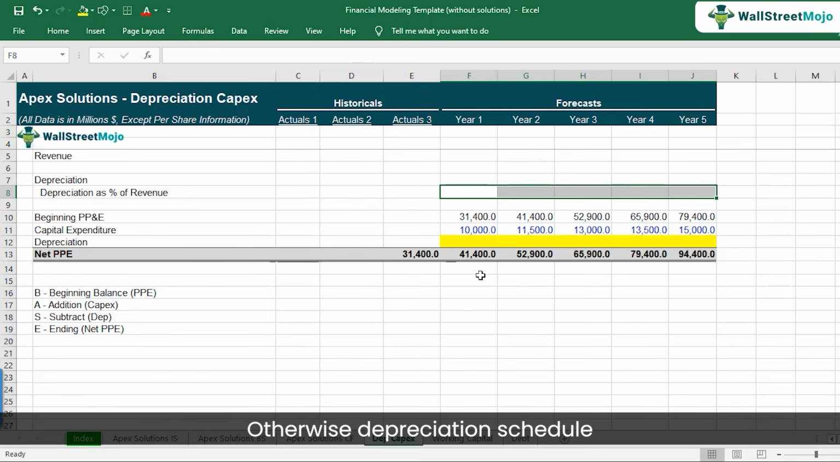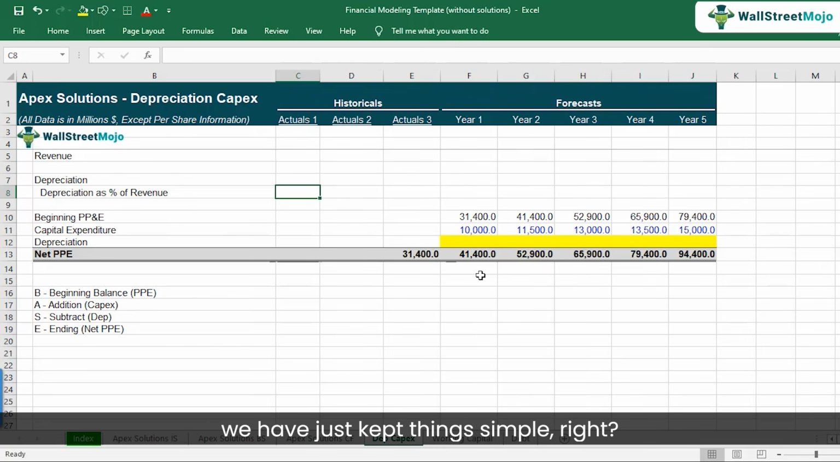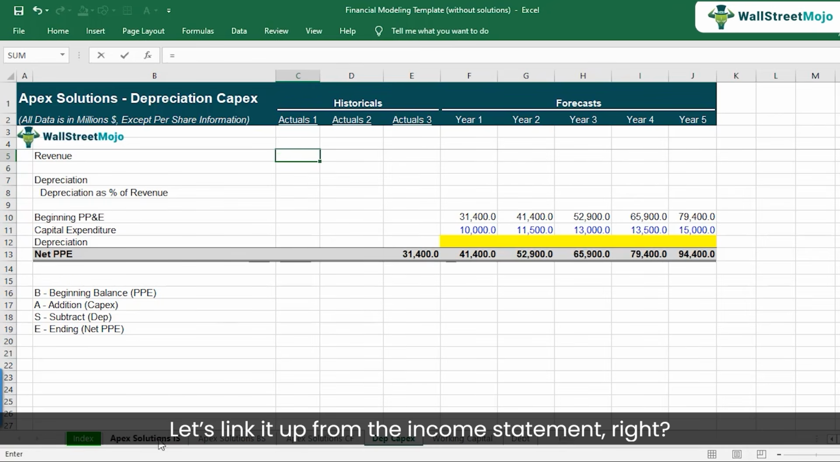Otherwise, depreciation schedule is a very elaborate one. And all of that we have taken up in a different course on financial modeling. But here, since this is an introductory one, we have just kept things simple, right? So let's get started here with the revenue. Let's link it up from the income statement, right?